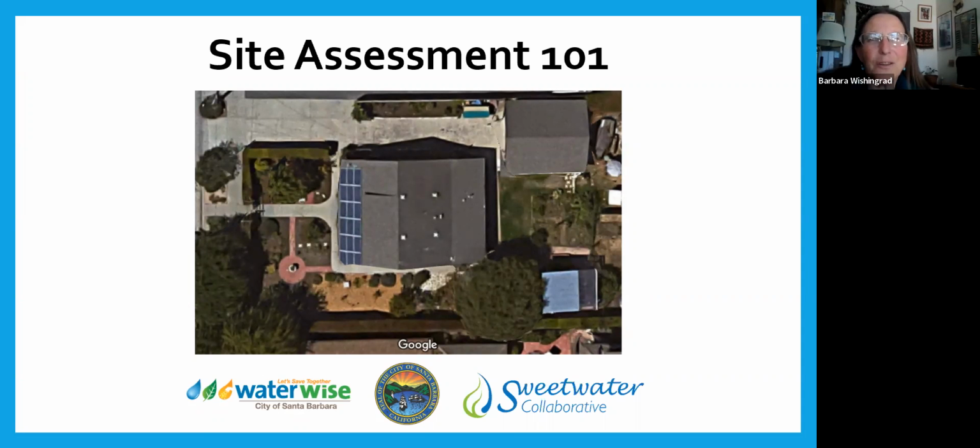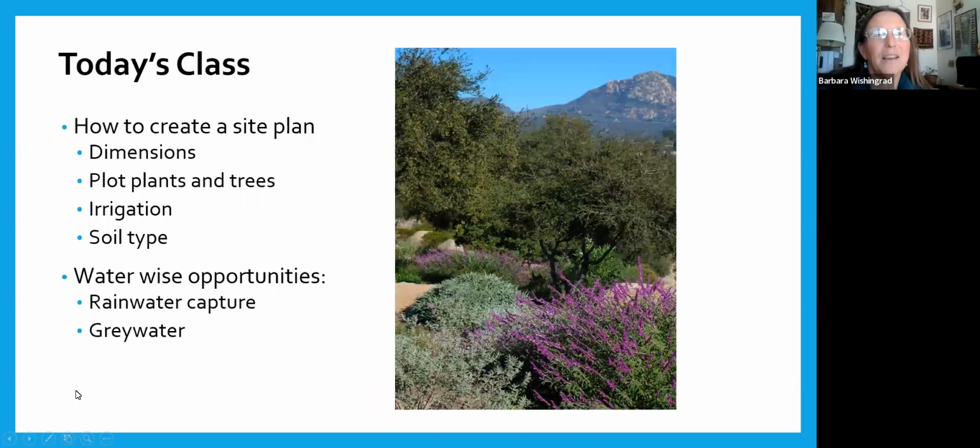Okay, thanks. So site assessment is one of those things that is really empowering for homeowners or anybody who's interested in changing their landscape, especially for a more water-wise regenerative landscape. So that's what we're going to learn about today. Next. So first, we're going to talk about creating a site plan, and that is how to get it to scale, how to plot plants and trees that you already have, your irrigation, find out your soil type. And we're going to talk about water-wise opportunities like rainwater capture and gray water.